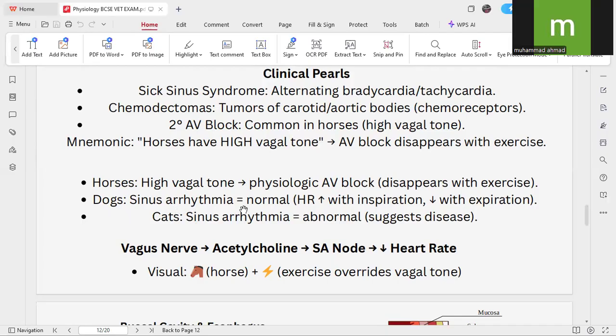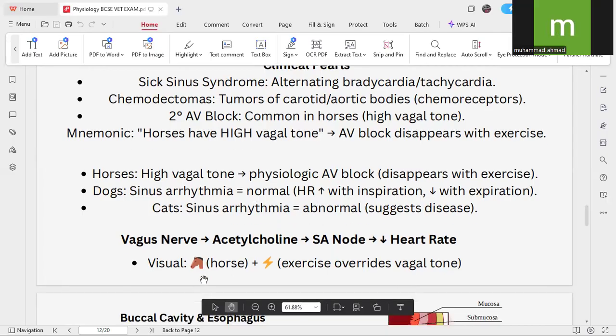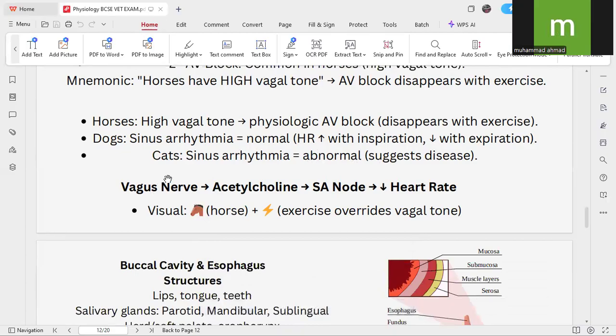But with exercise, there is an increase in the vagal tone that causes the second degree AV block. Dogs, sinus arrhythmia is normal. Heart rate increases with inspiration and decreases with expiration. Cat, sinus arrhythmia is abnormal and an indication of disease or pathological condition. Vagus nerve, vagal tone increases, acetylcholine acts on the SA node and then decreases the heart rate. So in horses, exercise overrides the vagal tone.